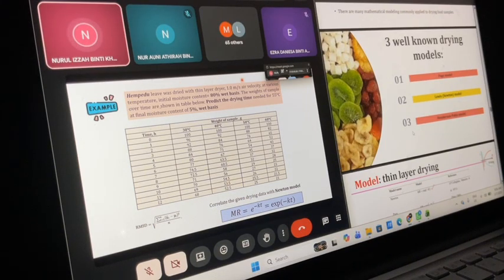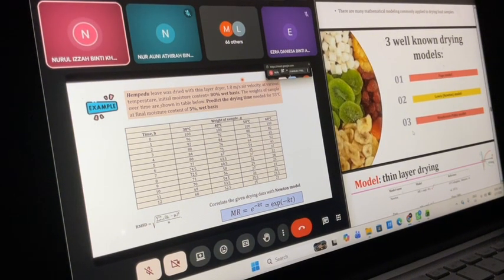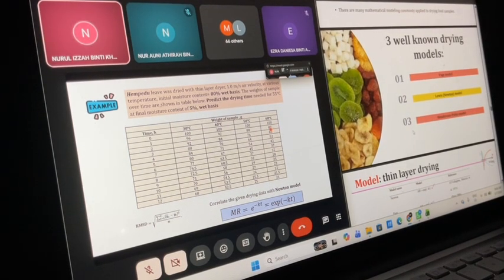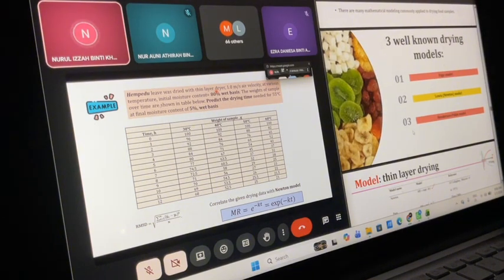Okay, the air velocity that you use is 1.0 meter per second, and at various temperatures, which are 30, 40, 50, and 60. The initial moisture content is 80% wet basis, which means that the moisture inside your food is, for example, if you have 100 kilograms, 80 kilograms is water. The weight of the sample here is 100 gram, so the water is 80 gram, and the solid is 20 gram.